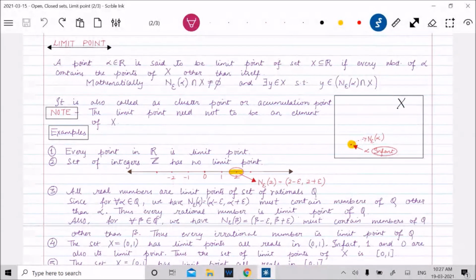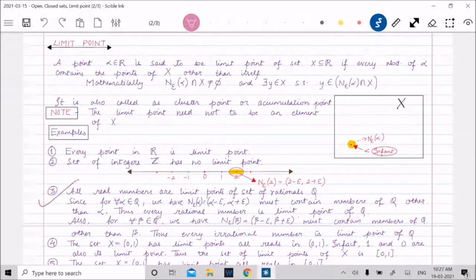And this is very, very important. You should think about this set again and again, and you will realize that the concept of limit point is somewhat very abstract actually. This is a very good example.